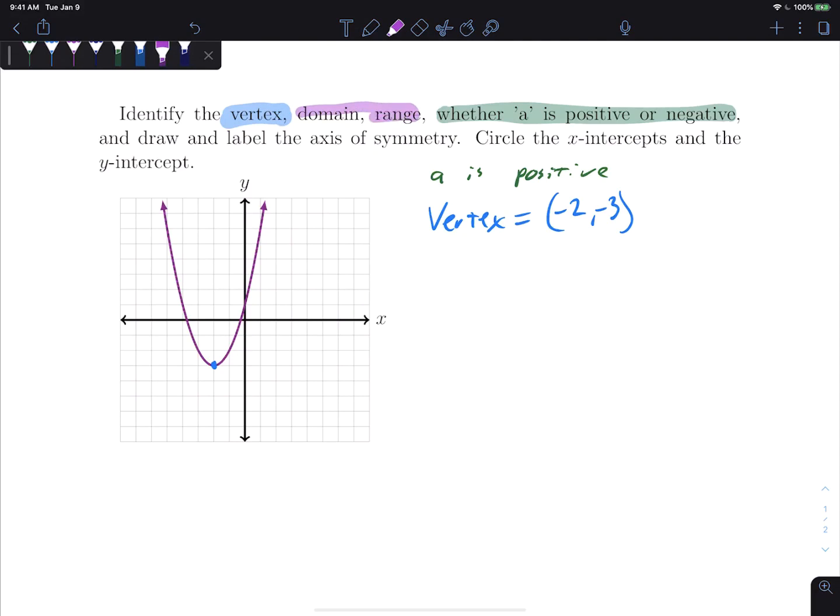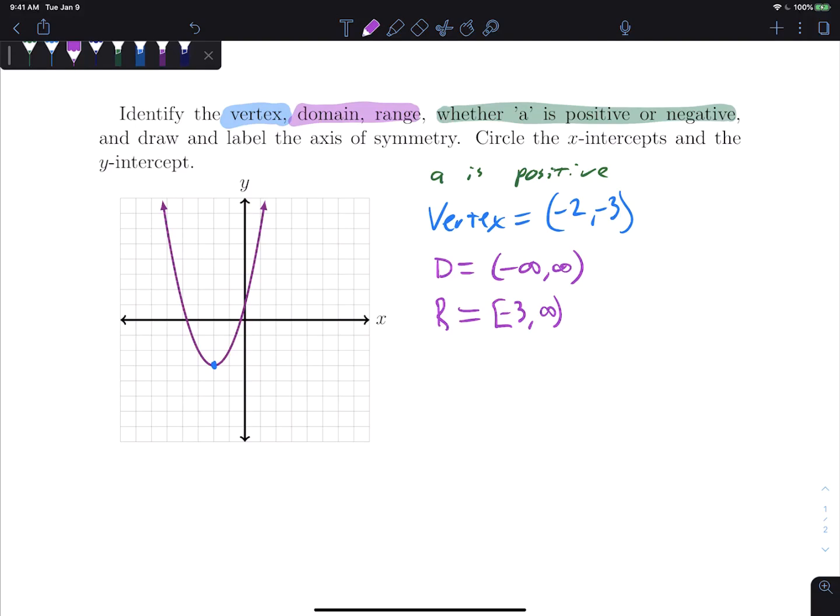Next, let's identify the domain and range. For the domain, we don't need to think about that. That's always negative infinity to infinity. As for the range, the lowest on the y-axis it can go is down here at -3. In other words, the range either begins or ends with this y-coordinate. So the range, in this case, begins at -3 and keeps going up to infinity. So it starts at -3 and continues all the way to infinity. Awesome.